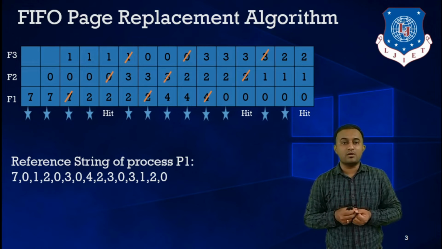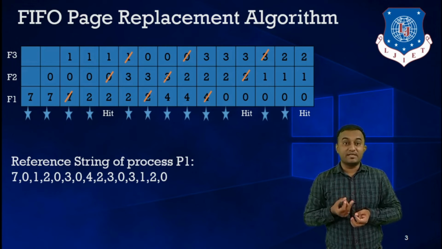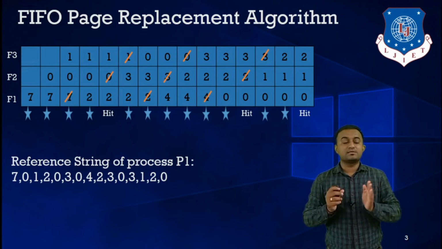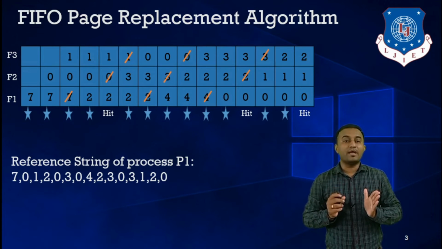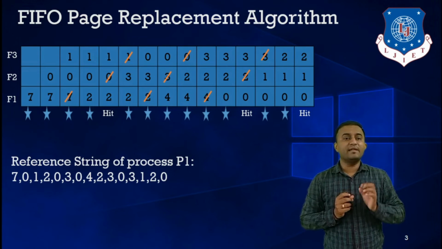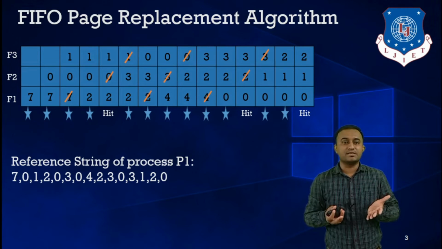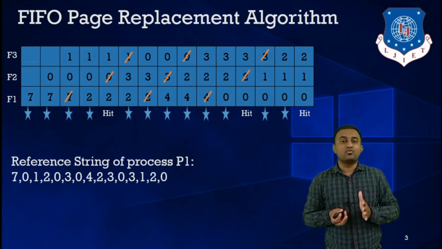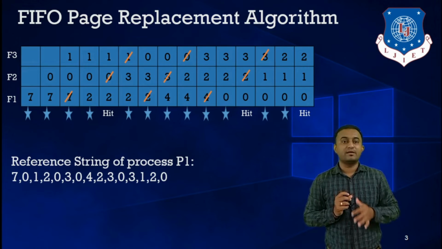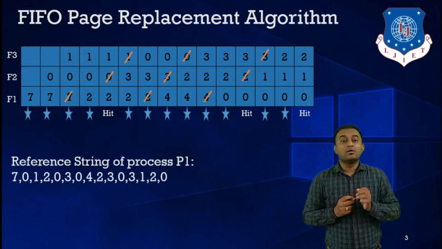Now the third request is 1. We again have one free slot, which is F3, so we can accommodate 1 in that case. So 7, 0, 1 is easily occupied in the main memory, and these 3 operations would be considered page fault operations, or page miss operations, because all the pages required by the CPU were not available in the main memory directly. Now the fourth page number is 2.